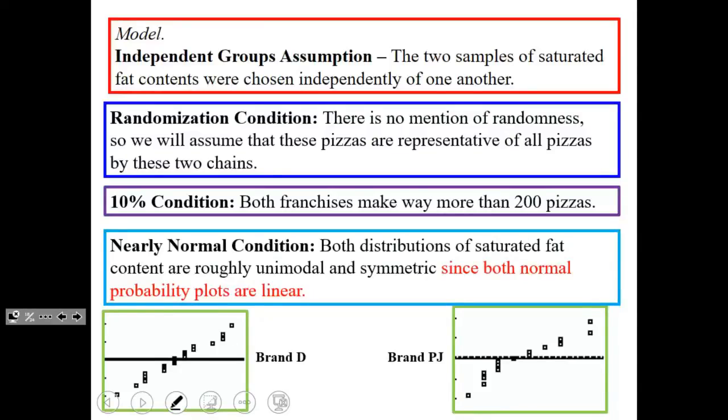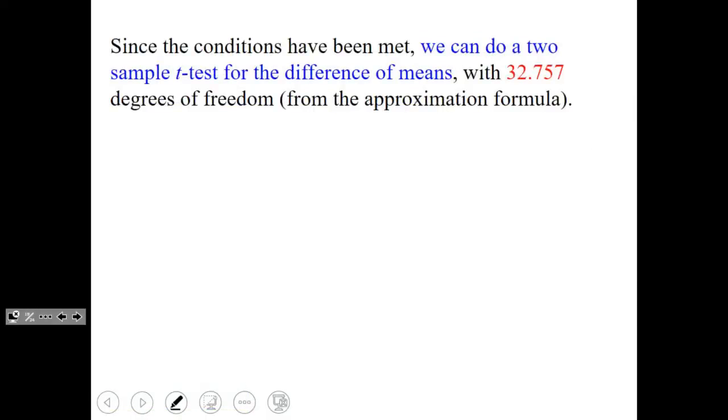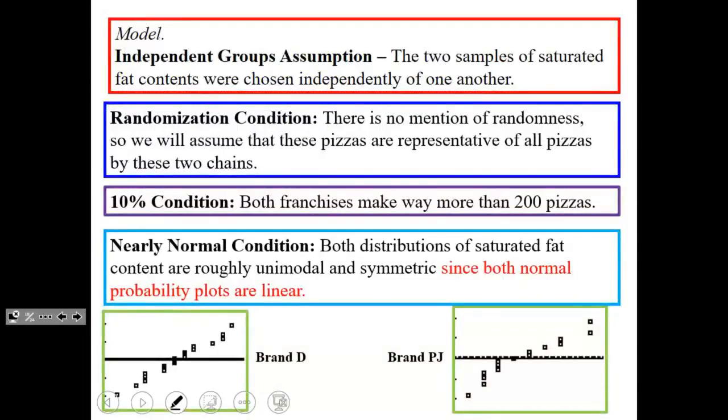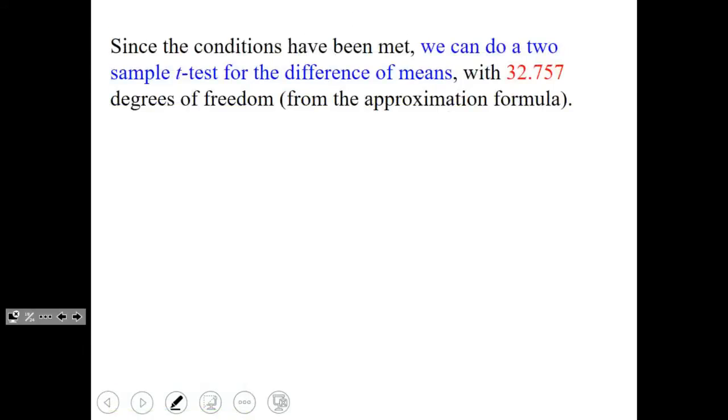As a histogram, you could spend a lot of time trying to get that histogram to come out looking unimodal or symmetric. It's a lot easier to do the normal probability plot. Now, and lastly, it doesn't look like I have any outliers in there either. That's the other thing we're looking for. Do we have any outliers? So once I've done that, my conditions are met, I can do a 2-sample t-test, and I had 32.757 degrees of freedom from the approximation formula.